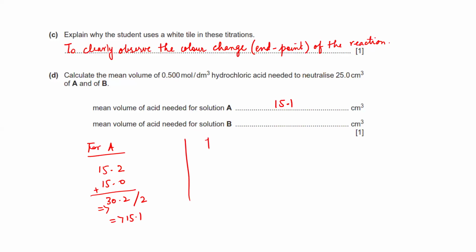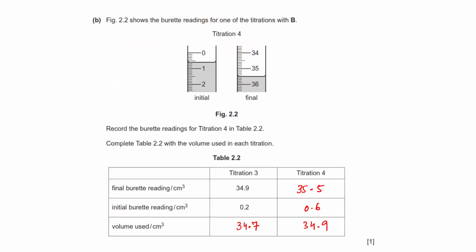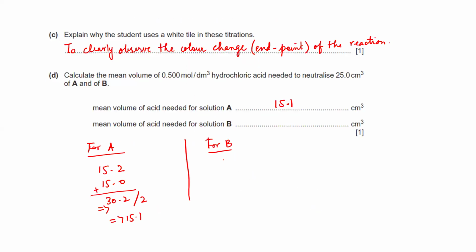For B, remember the values we have made are 34.7 and 34.9. So 34.7 plus 34.9, add them together, it comes out to be 69.6, and you divide it by 2, which comes out to be 34.8. So 34.8 will be our answer. Okay, this is how you calculate the mean of the volume.